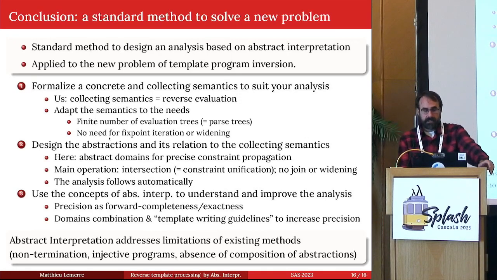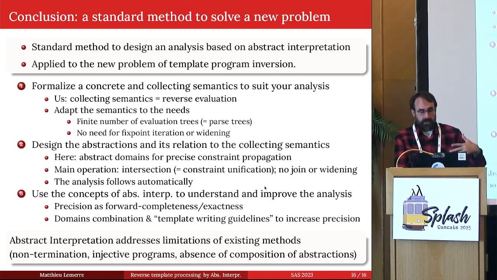Then we need to design the abstraction and its relation to the collecting semantics, and the analysis follows automatically. So here we designed abstract domains for precise constraint propagation, and the only operation that we needed was the intersection. We also use the power set completion domain to handle the different parse trees inside the analyzer. And we didn't need a join or widening.